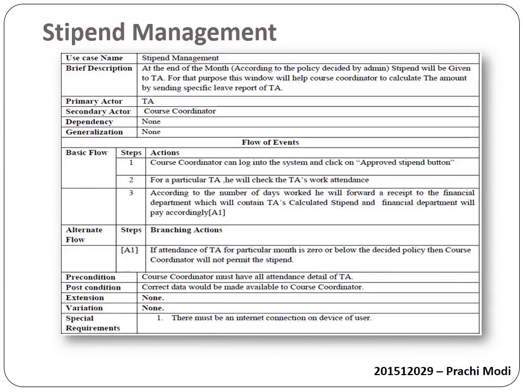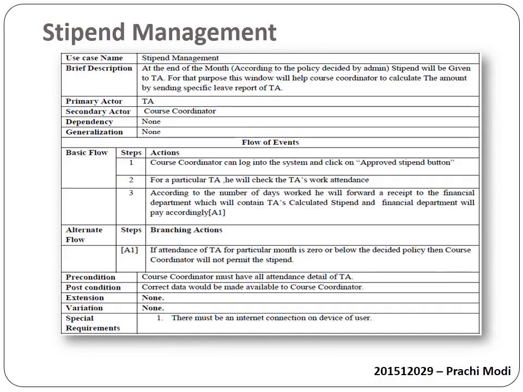The flow of events is, number 1, the course coordinator would log into the system and then click on the approve stipend button. Number 2, for a particular TA, he will check the TA's work attendance, and according to the number of days worked, he will forward a receipt to the financial department. The receipt would contain the TA's calculated stipend, and according to that, the financial department would pay him. The only alternate flow to this is, if the attendance of the TA is 0 or below the decided policy, then the course coordinator will not permit the stipend.